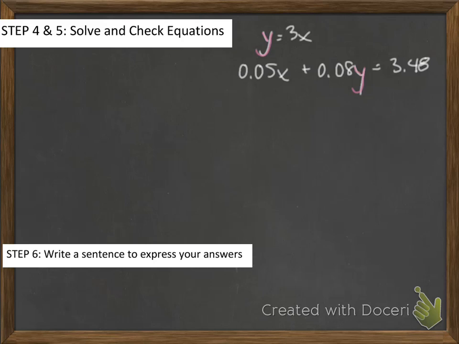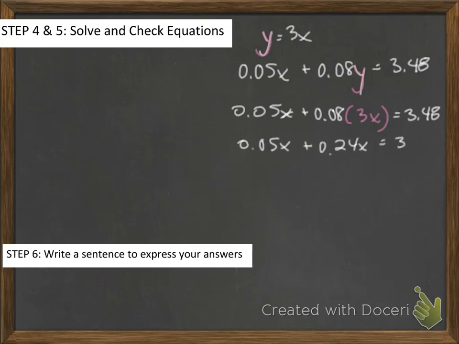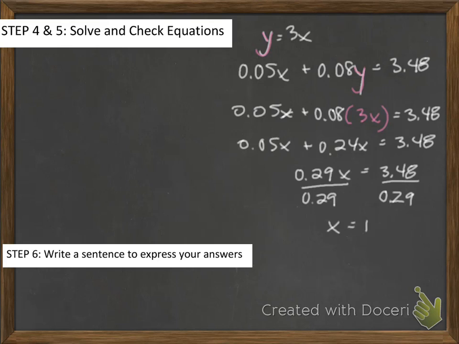Let me rewrite that so it doesn't look weird. I'm going to write 3x. So I have 0.05x plus 0.08 times 3x equals 348. So 0.05x plus 0.24x equals 348. Of course, those are like terms, so we can combine them. Then we can divide both sides by 0.29. And we find that there are 12 of these stamps. I think X was the 5-cent stamps.